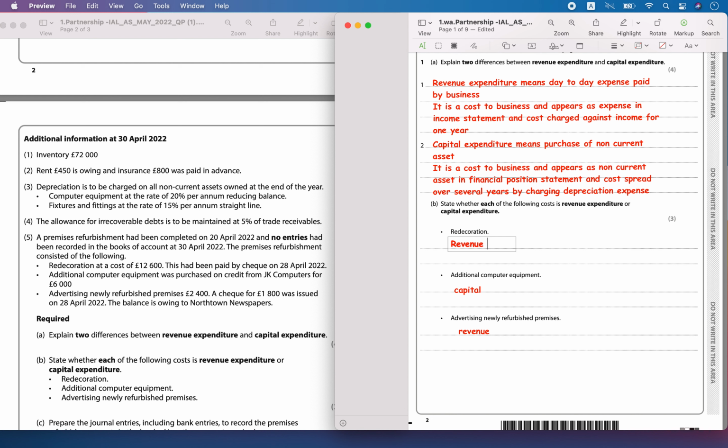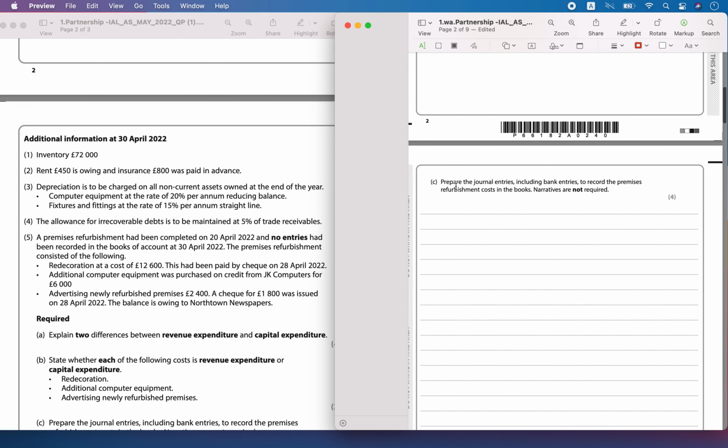Then if I have additional computer equipment, this is going to be a one-time purchase. I don't keep purchasing computers every year, and it is going to appear as a capital item. It is an asset with the business. Advertising, I might advertise and it's not an asset, so it is like an expense, so I will call it revenue expenditure.